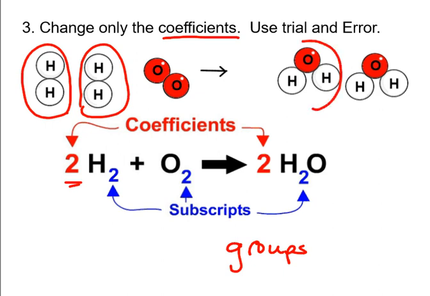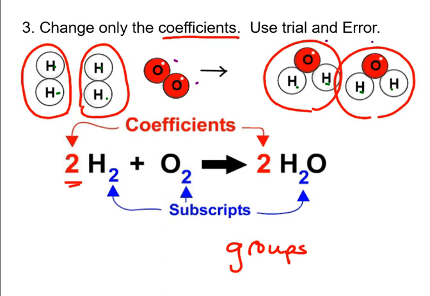Again, we can see 1, 2 groups. Taking a look at the balancing here, I can easily count 4 hydrogens before the arrow, 4 hydrogens after the arrow. I can see 2 oxygens before and 2 oxygens after. This is a balanced reaction.